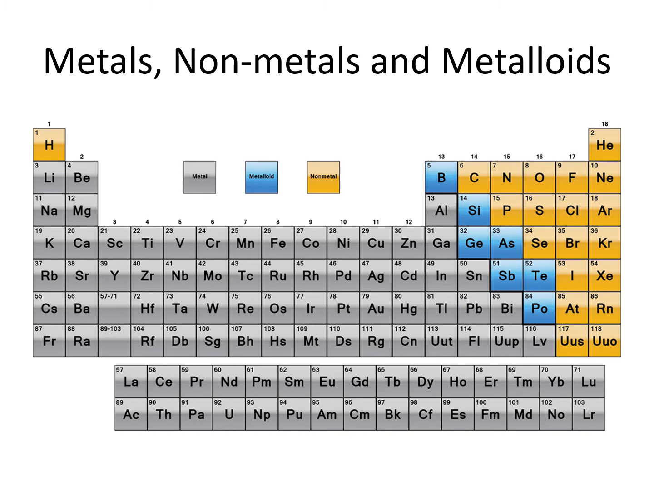The periodic table can also be divided into metals, nonmetals, and metalloids. The metals are in the lower left corner of the periodic table. Notice that the majority of the elements are metals. The top right corner of the periodic table, plus hydrogen, are the nonmetals.